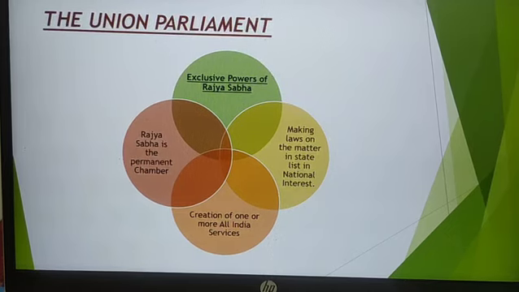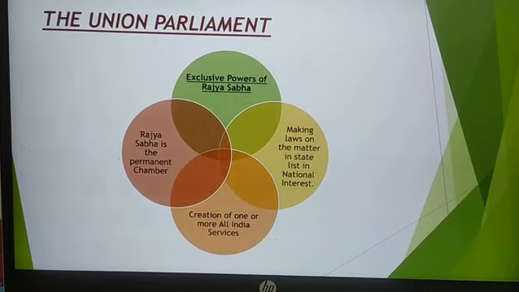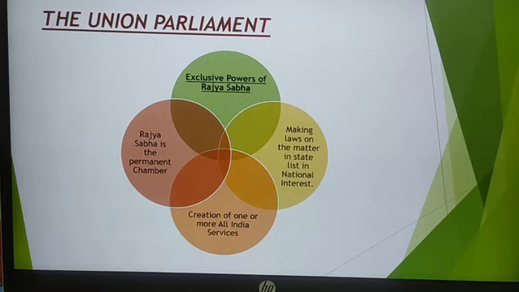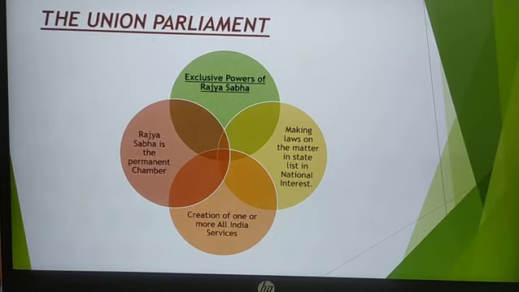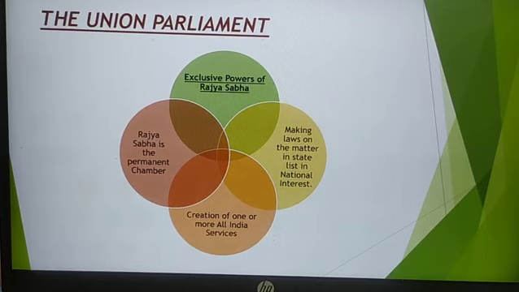Like making of laws on matters in the state list in the national interest. We have done this when we discussed Union Parliament powers, that there are some matters in the state list on which it should be the Union government that makes law. In this case, the Rajya Sabha has the power to declare that it is in the national interest for the Parliament to enact a law on a matter in the state list. If the Rajya Sabha passes such a resolution by 2/3 majority, the Parliament can make laws for the whole or any part of the country on any matter given in the state list.